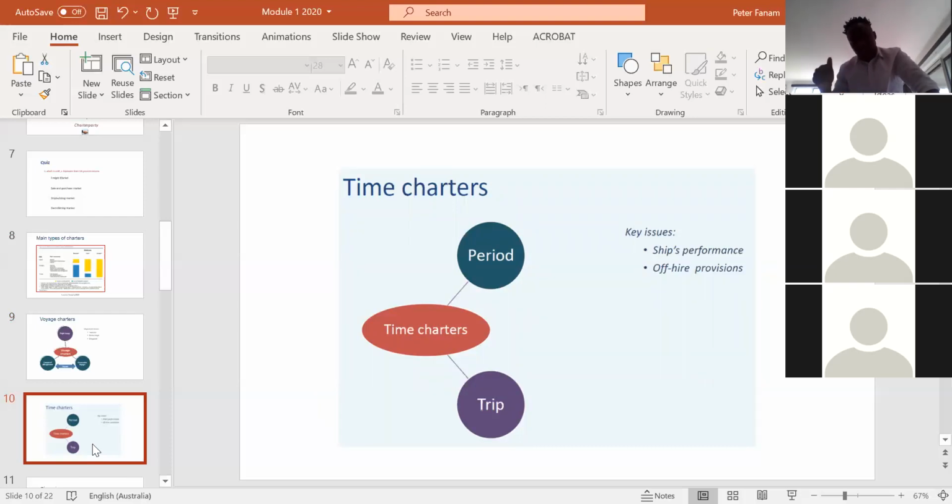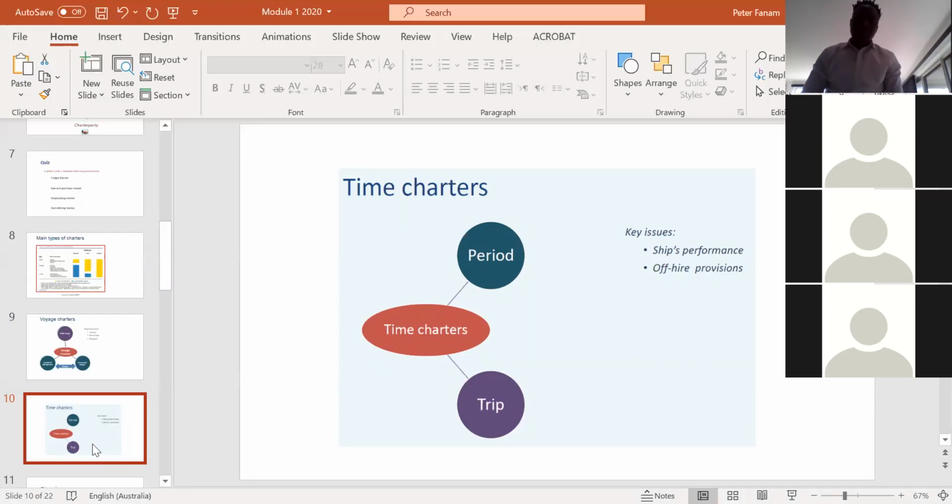But the time charter can be split into two main types. First is a trip charter. A trip charter is where a vessel is chartered for a single trip, but on a time period. So it's different from a voyage charter. The charterer is chartering the vessel for a single trip, but under a time period to have the cargo delivered.